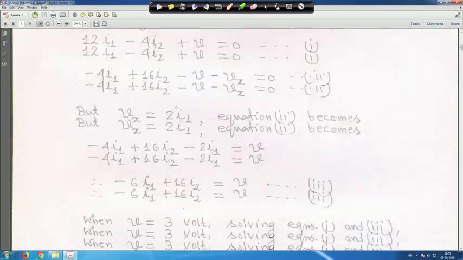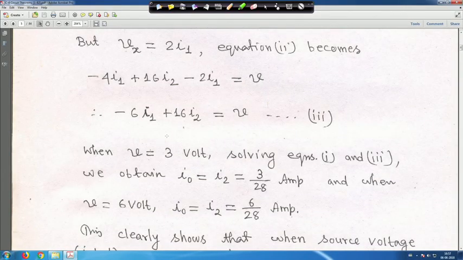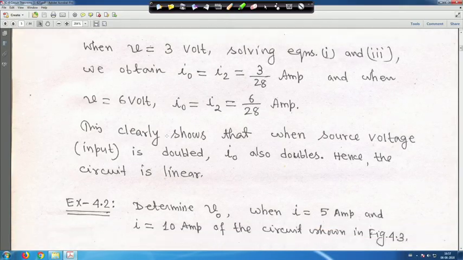After getting this, when V is equal to 3 volt, you solve the circuit and you will get I0 equal to 3 by 28 ampere, and when V is equal to 6 volt, I0 is equal to 6 by 28 ampere. So when the source voltage is doubled, I0 also doubles, and the circuit is a linear circuit.